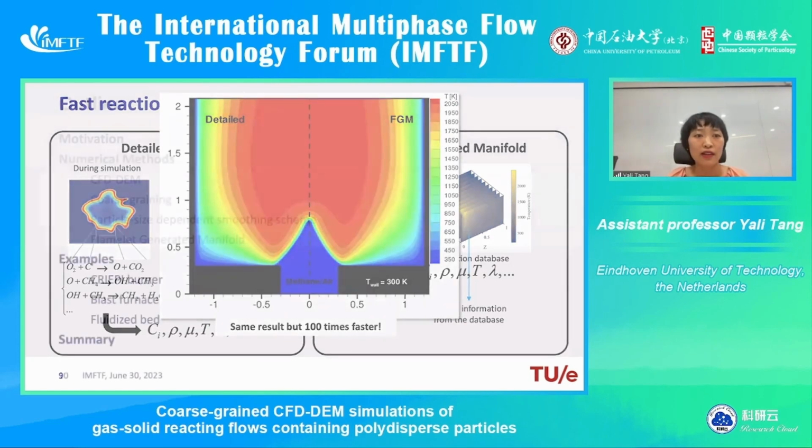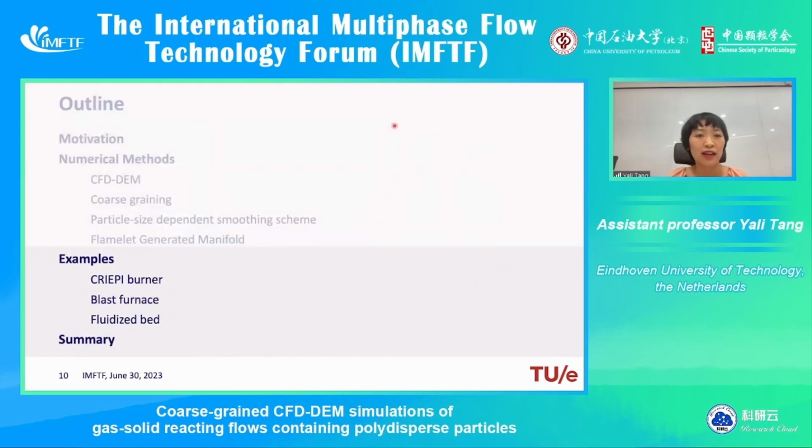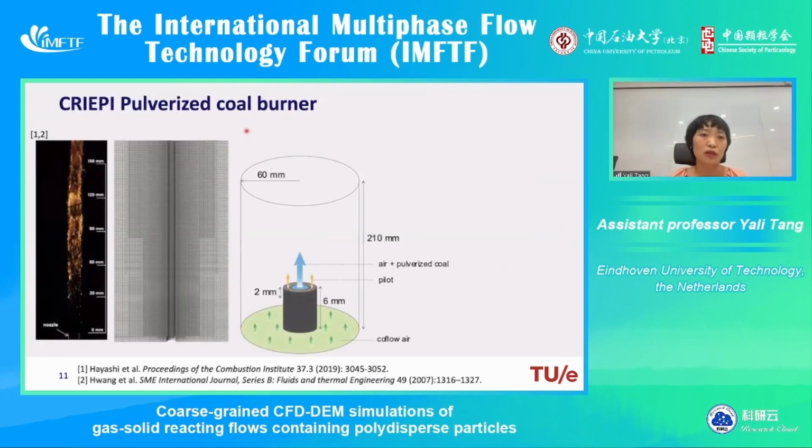I think this is the end of the numerical method, and I will continue with examples where we have used this established numerical framework to model different types of flow problems. The first one is the so-called pulverized coal jet flame. This is an experiment done by Huang et al. in 2007. This is a very standard experiment case that has been used as a numerical validation in open literature. So we also did the same test using our numerical framework.